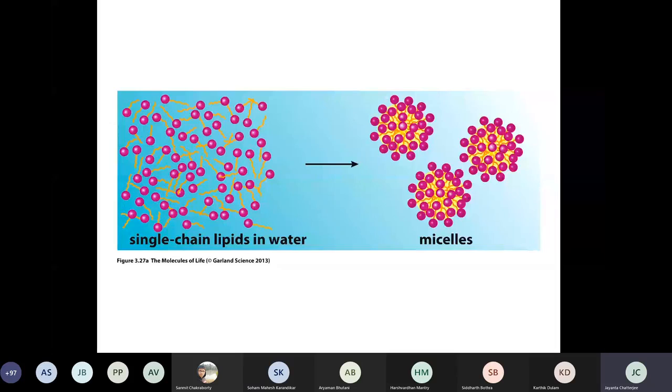Can you see my slide? Yes, sir. Okay, great.